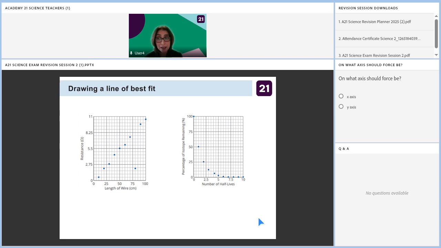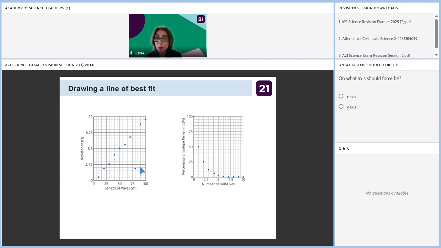If it looks straight, then it probably is a straight line. So make sure that you're using a ruler in order to draw it. There may be anomalies, points which are not fitting on the line. That's absolutely fine. You draw a line generally in the direction that the points are going, okay? So in this case, the first one here is a straight line, okay? So you would use a ruler in order to draw that line.